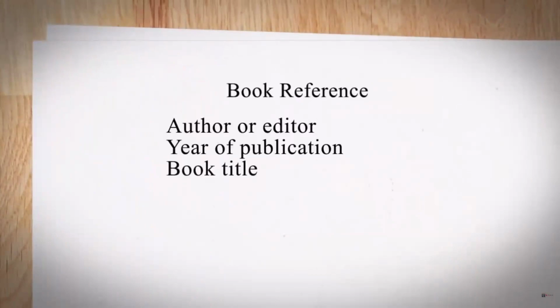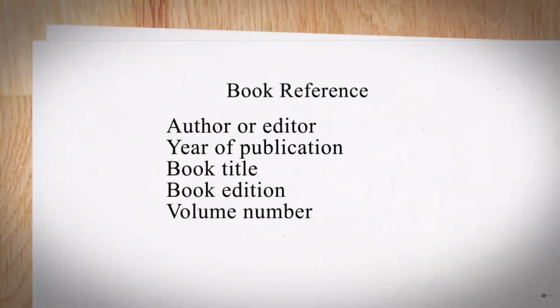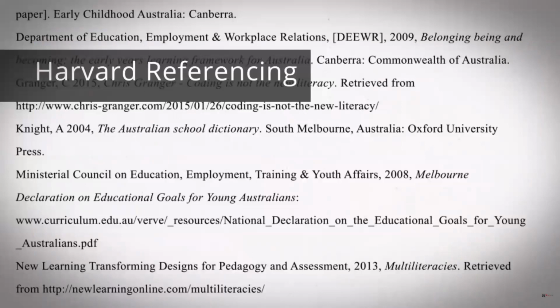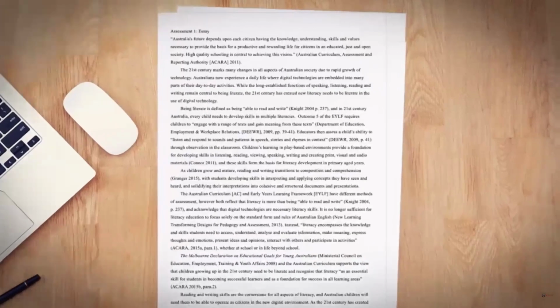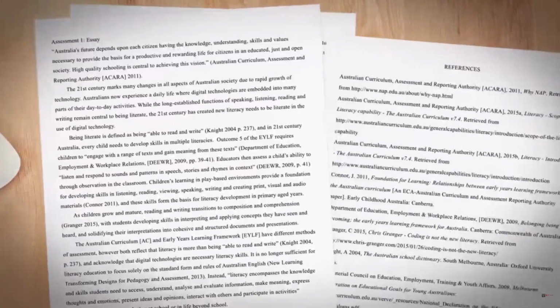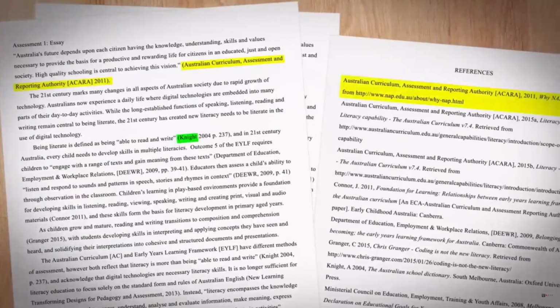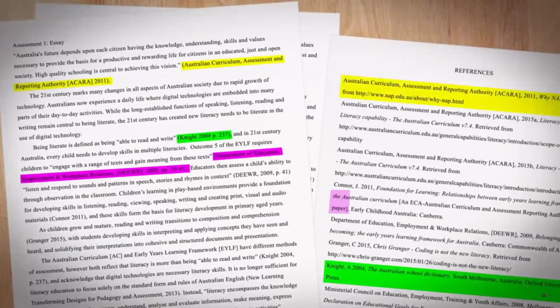For a book reference, you must include the following information: the author or editor, year of publication, book title, its edition, volume number, place of publication, and publisher. Use the Harvard referencing method to reference this way, taking note of the order of the information and the punctuation used. Before you submit your assignment, don't forget to cross-check all your in-text citations with your reference list.